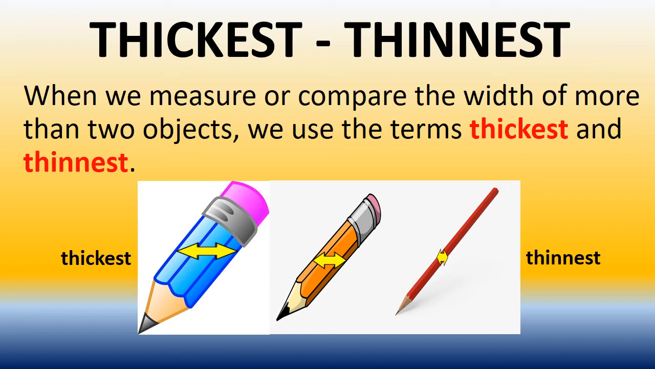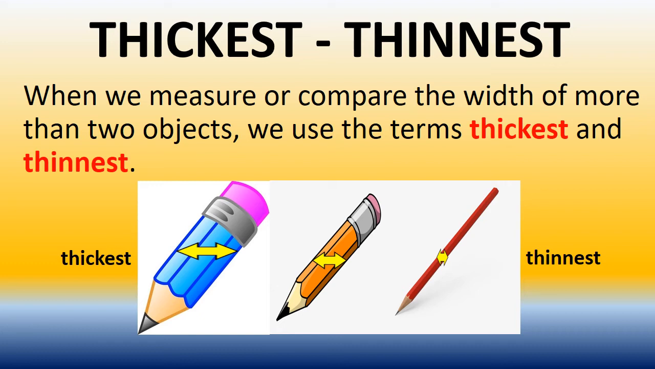Thickest, thinnest. When we measure or compare the width of more than two objects, we use the terms thickest and thinnest. Children, once again, pay close attention to these yellow arrows on the screen. Now let's see what we have here. We have three pencils. The width of the blue pencil is more than the width of the other two pencils. Therefore, the blue pencil is the thickest.